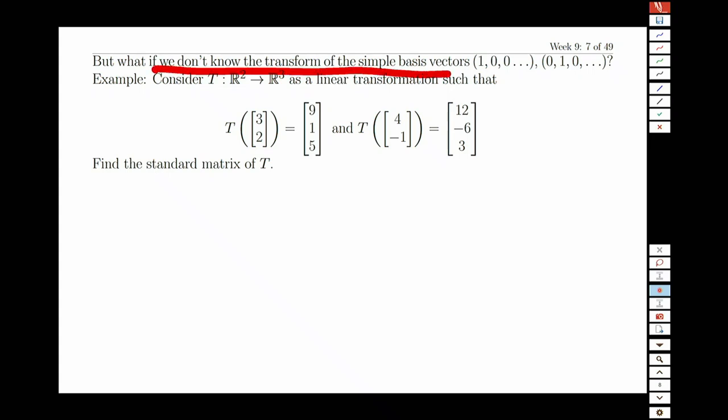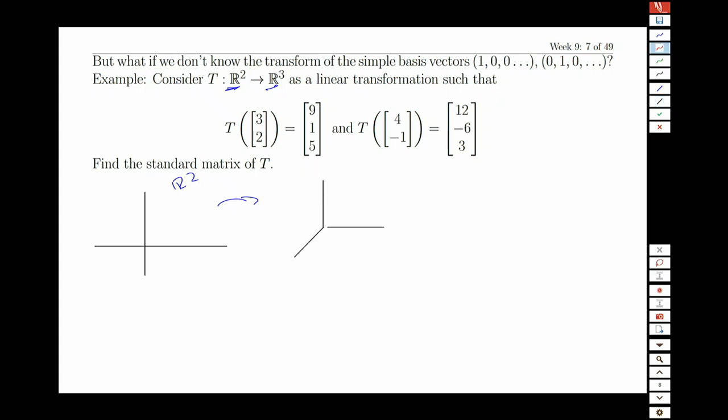What if we don't know the transform of those simple basis vectors? What if someone tells us instead that we can transform 3, 2, and this is a mapping from R2 to R3. So we have R2, and we're going to go to R3. We know just that the vector 3, 2 maps, through our function L, to the point 9, 1, 5. There it is, 9, 1, 5.